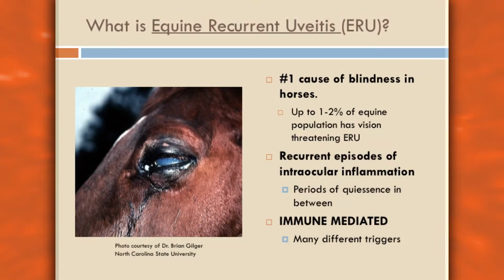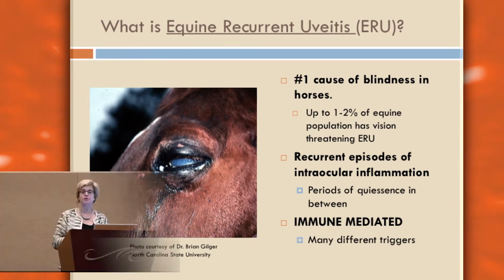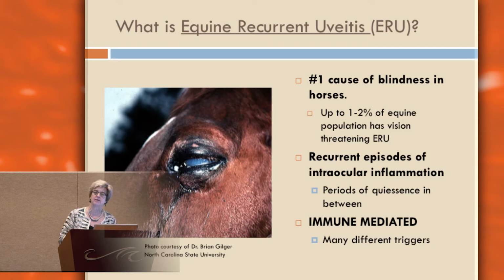I can observe this disease. I cannot control this disease. And over 50% of my patients have lost vision from it. So what is equine recurrent uveitis? It's the number one cause of blindness in horses.